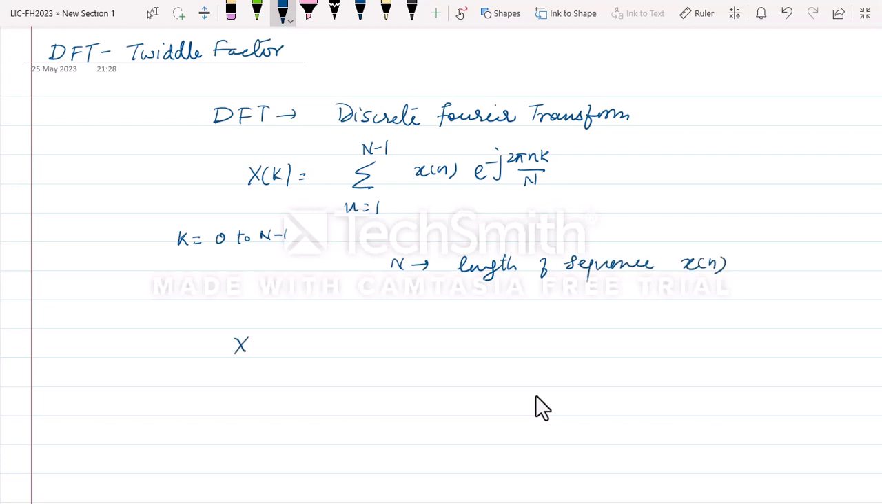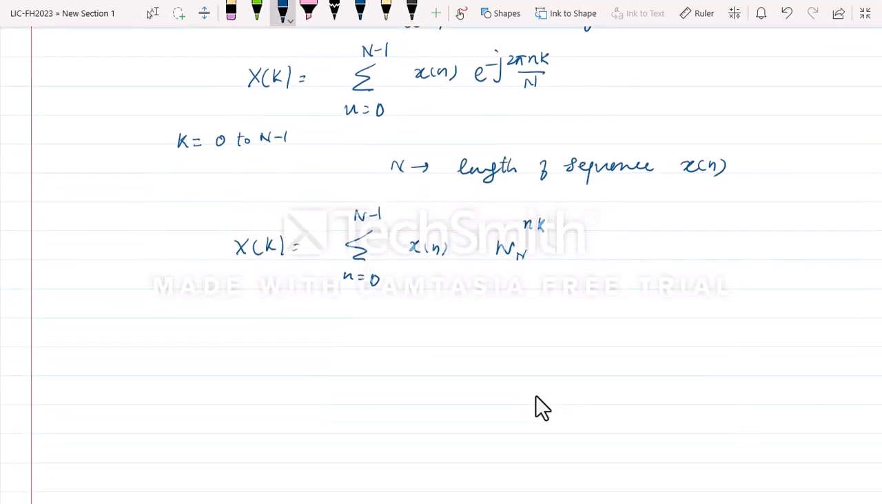So X of k is also given as summation n equals 0 to N minus 1, x of n W_N raised to nk. So what is this W_N? We can say this W_N is called the Twiddle factor, e raised to minus j 2 pi by N. So this is called the Twiddle factor.